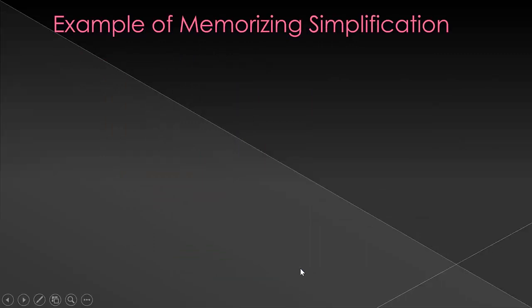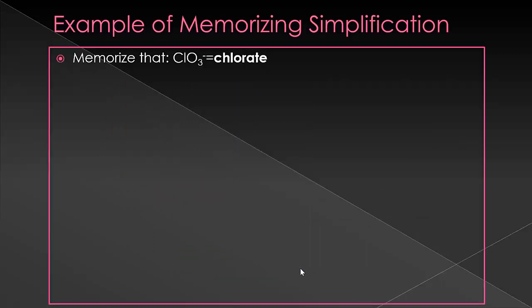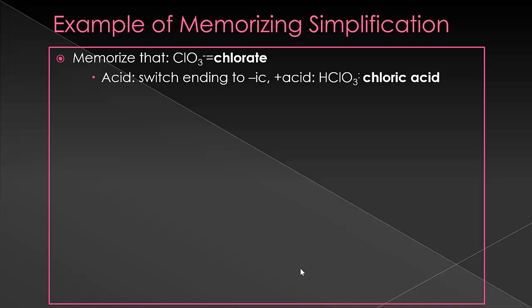Now let's do an example where I show you how this works. So let's say that I have memorized that ClO3 is chlorate. That's one thing to memorize. Now, if I want to know what the name of that acid is, I switch that ATE ending to IC. I add one hydrogen to balance the charges, which leaves me with chloric acid. That's using the rules for acid nomenclature.